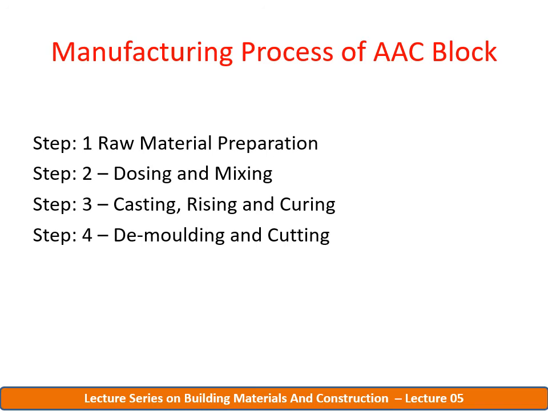Next step of manufacturing of autoclave aerated block is the process of dosing and mixing. In this process of manufacturing, assuring the quality of the product by adding an accurate amount of raw material in the mixer and maintaining the ratio of the ingredients. So here fly ash or sand is to lime, is to cement, is to gypsum.